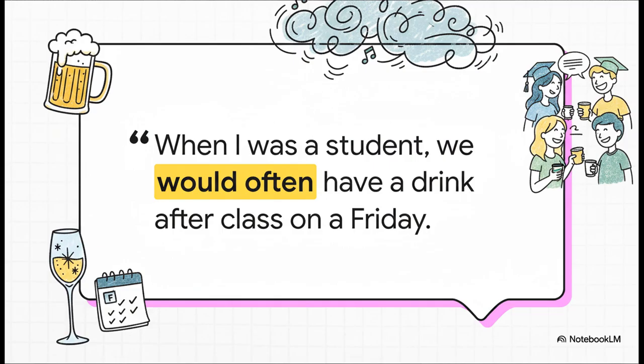Just listen to how this example sounds. When I was a student, we would often have a drink after class on a Friday. It just feels nostalgic, right? Like someone's reminiscing, telling you a little story. That phrase, we would often have a drink. It's all about a repeated action, a little routine they had. That's the sweet spot for using would.